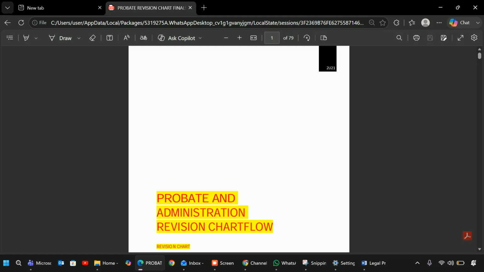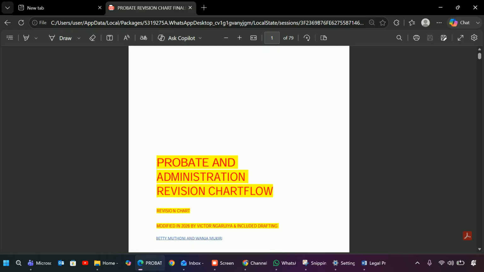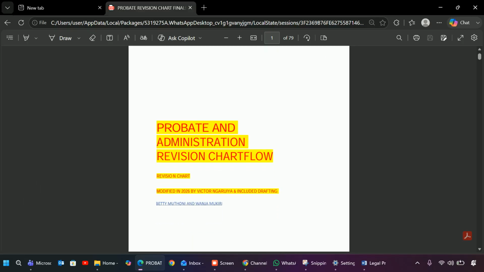So good evening, members. Today we will be analyzing the probate and administration revision chart flow. This is an overview of what this unit entails you to have mastered.